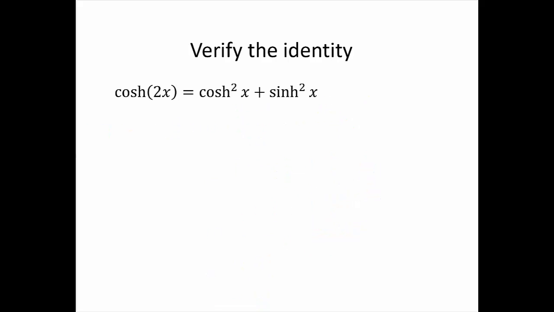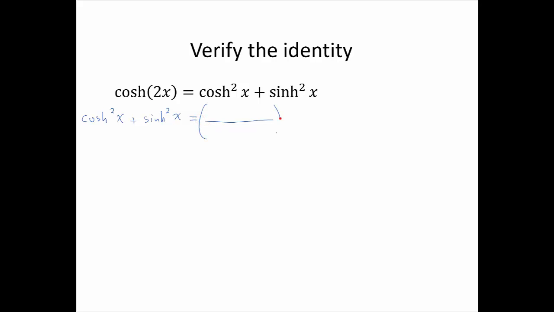Here's another identity. Maybe you'd like to try this one out on your own. As I did with the previous example, I'll start with the more complicated side, and to me the right-hand side looks more complicated, so I'll start with it. Alright, so I have hyperbolic cosine squared x plus hyperbolic sine squared x. So let's see. I'll start by rewriting these with their definitions.